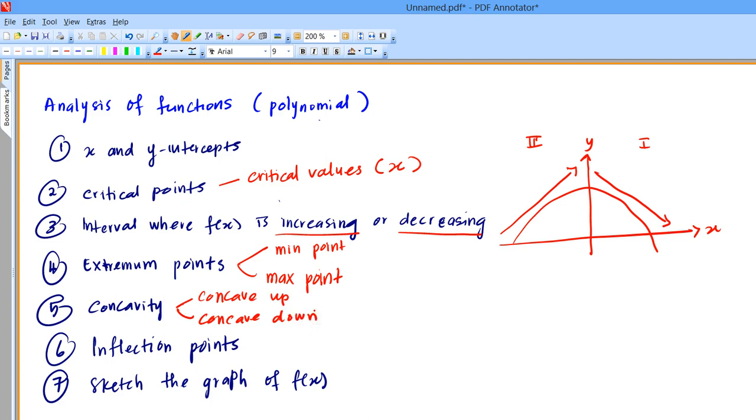Okay, concave up is like this. This is concave up and we have minimum point here. And concave down, this is concave down and we have maximum point.